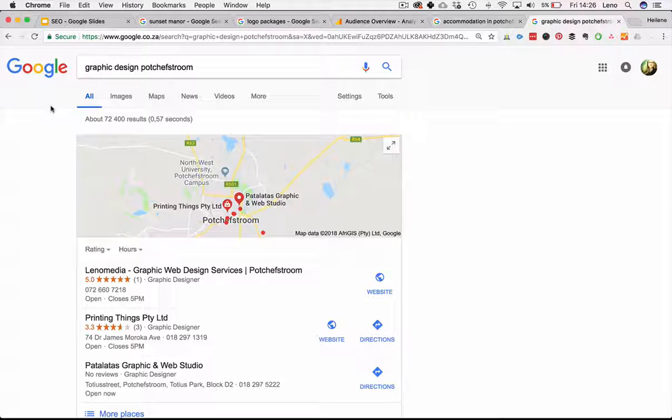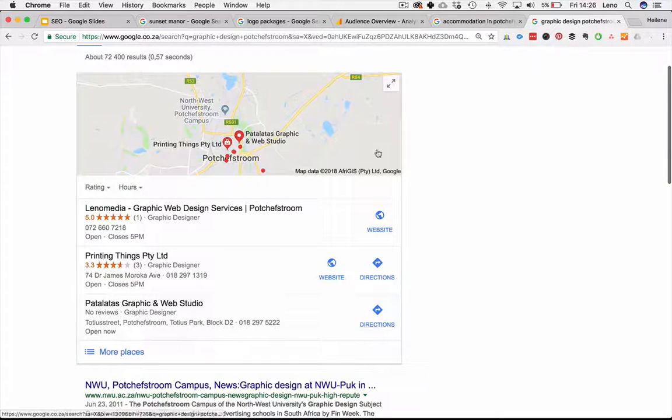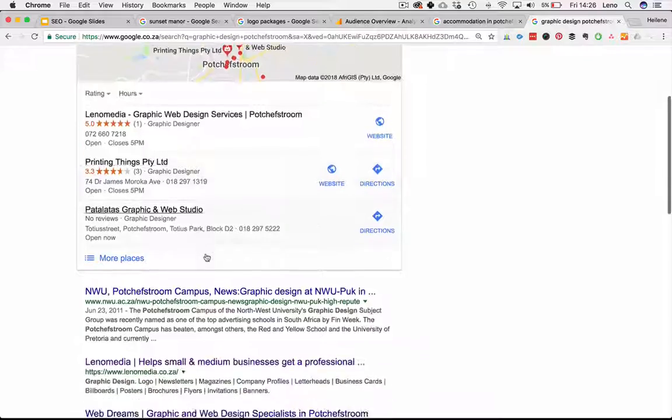It's just more of a digital service, and I have graphic design Potchefstroom. Here you can see all businesses in Potchefstroom. It's again because of Potchefstroom doing a map search, and then like I mentioned, in any Google Map app or a Google Map search, you'll also see our website in the first position here.